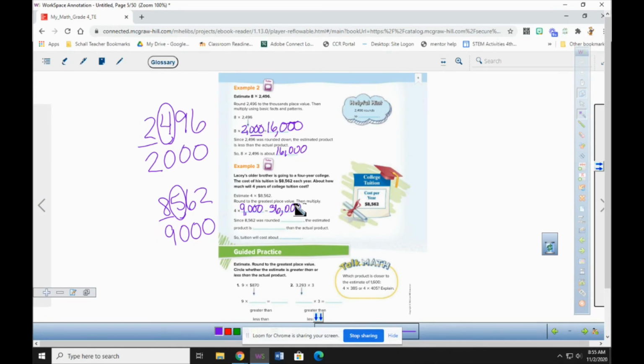So since 8,562 rounded to 9,000, the estimated product, the answer to a multiplication problem, is 36,000. So tuition will cost about $36,000.